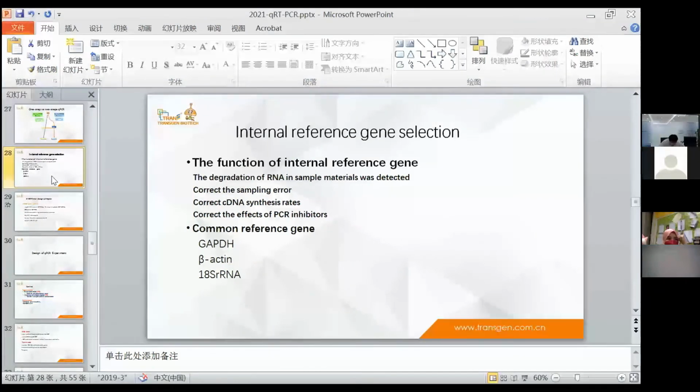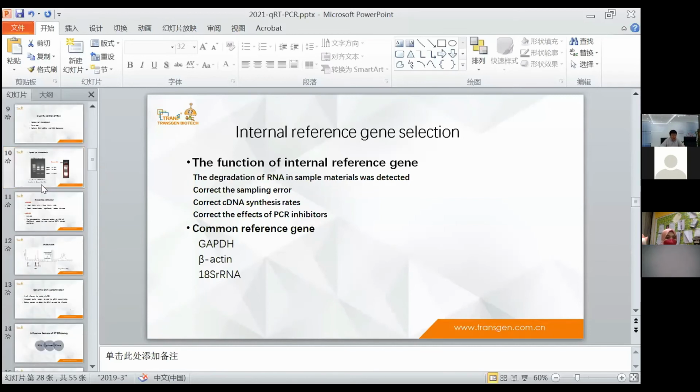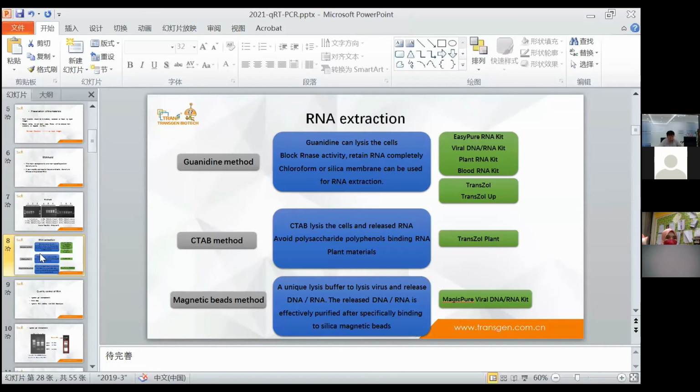The factors that influence the RNA purity. How to troubleshoot tissues for RNA purity. RNA purity is always based on the reagent used to extract the RNA. Here we provide a lot of different kinds of reagent to extract RNA. But why? It's based on the different kinds of materials, such as this one. Easy pure RNA is the very basic one for the normal materials.